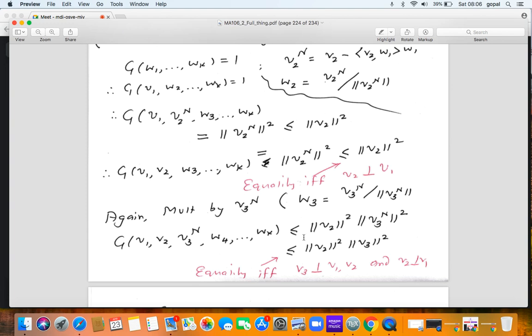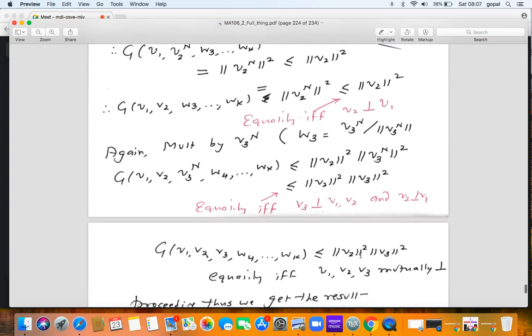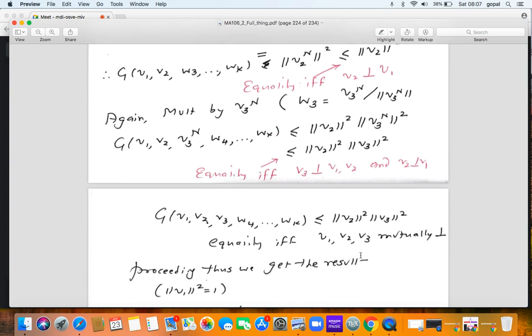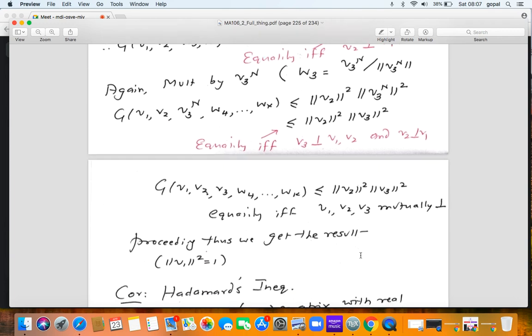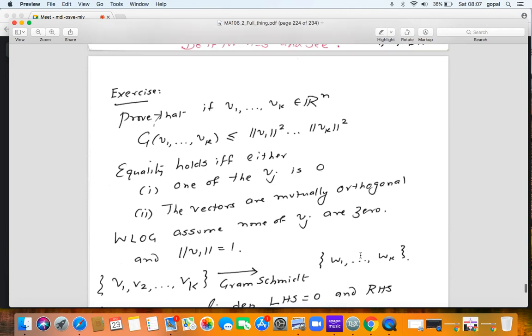So equality holds here if and only if equality holds earlier and equality holds at two places. Equality holds earlier means V1 is orthogonal to V2. Now we want V3 to be orthogonal to V1 and V2 both. In other words, V1, V2, V3 must all be mutually orthogonal. So proceeding thus, we keep continuing like this, and we would have proved the result. And so this is a very simple exercise.